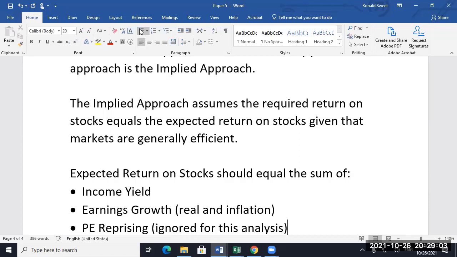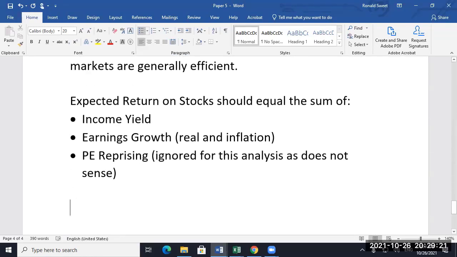I don't think you should have any PE repricing in there, because if you think market's overpriced, you want to use the higher discount rate. You think markets are cheap, you want to use the lower price. So I just don't think it makes sense. However you want to explain it, you don't have to agree with my argument on that. But we're going to ignore it. There's no reason to put that in there, right?